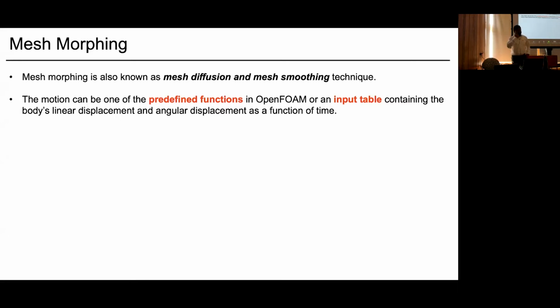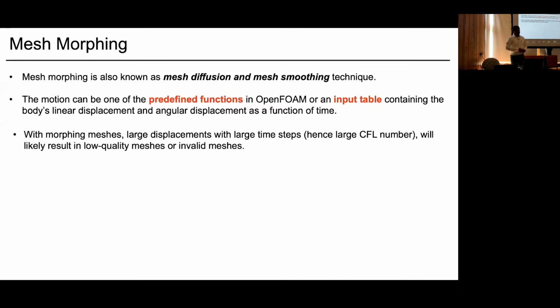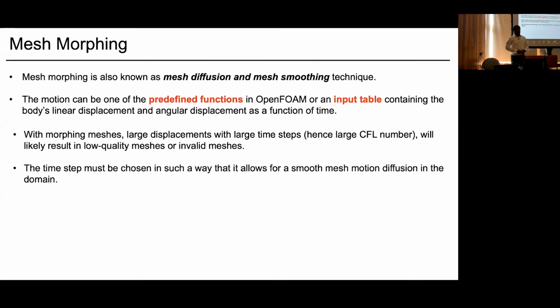And these functions, or the input table, will be just a combination of linear time and the linear displacement and the angular displacement. So this I have already told: you have to keep monitoring the low quality meshes and the mesh quality at every time step when you are morphing the mesh. And the time step should also be accordingly chosen if you are going for a uniform time step method, or it's better to go for an adaptive time step method where you are choosing a particular maximum CFL number as the criteria of the simulation.